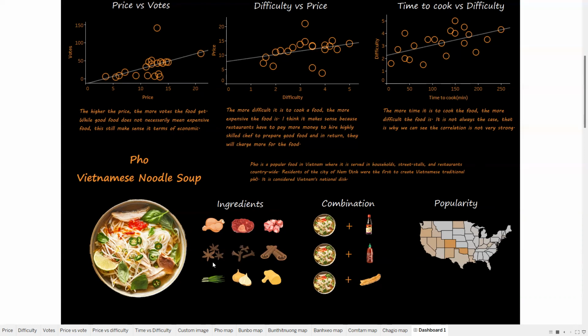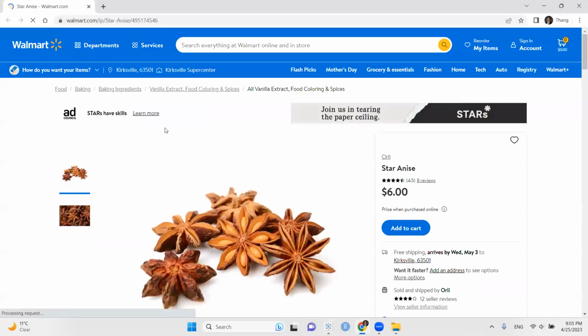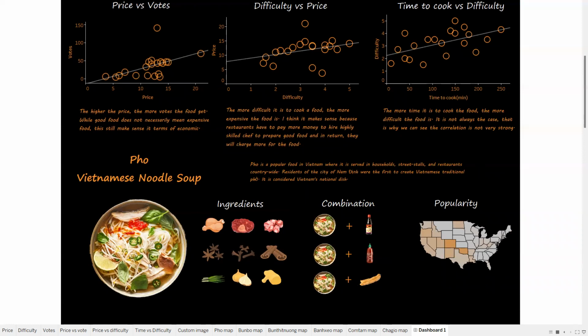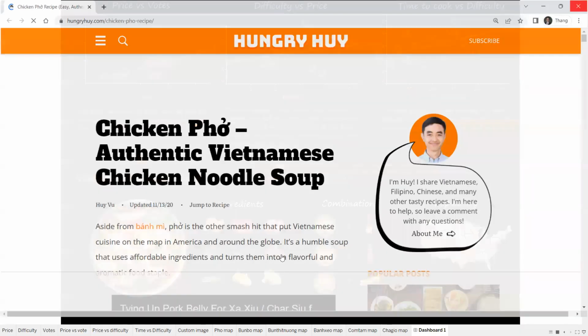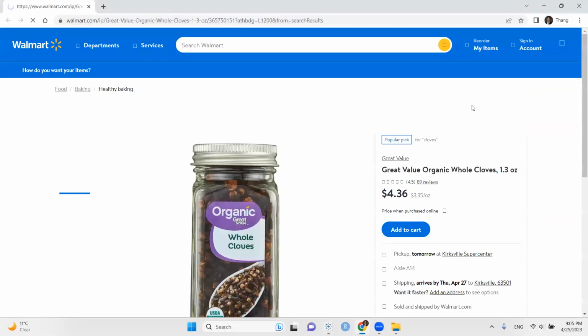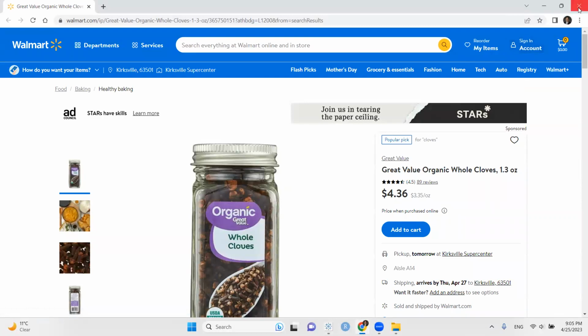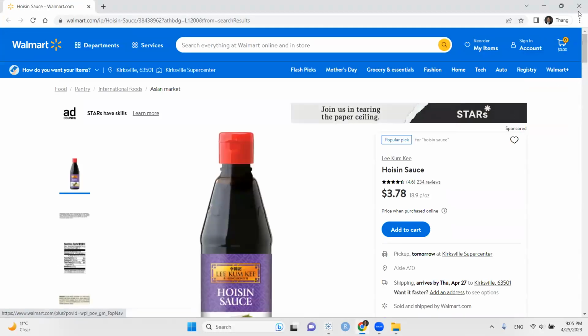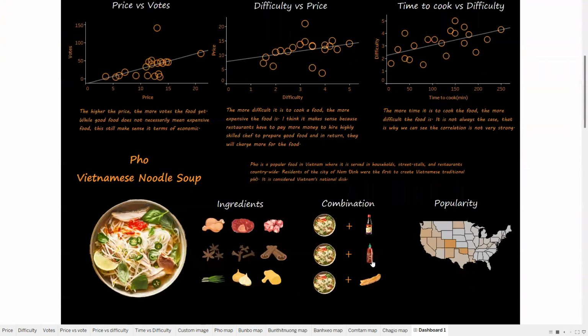The second one that you can click is going to lead you to Walmart, where you can actually buy it to make the food. Everything is clickable, even the image here is going to be clickable too. The second one is the clove, which also enhances the flavor of the food, together with the cinnamon stick that you can also buy from Walmart. In terms of combination, it goes really well with the hoisin sauce here together with the sriracha sauce.